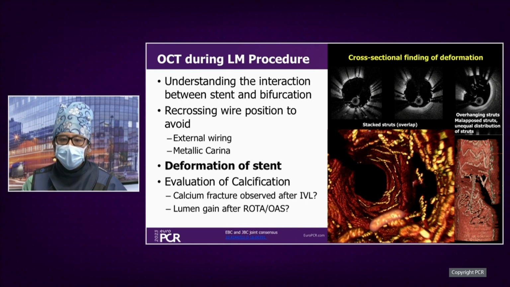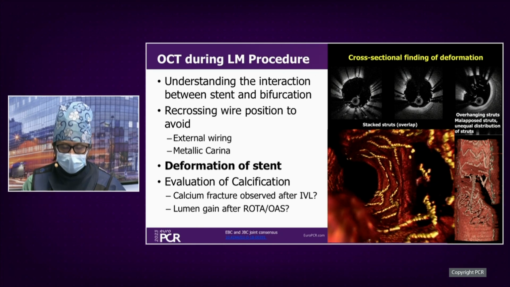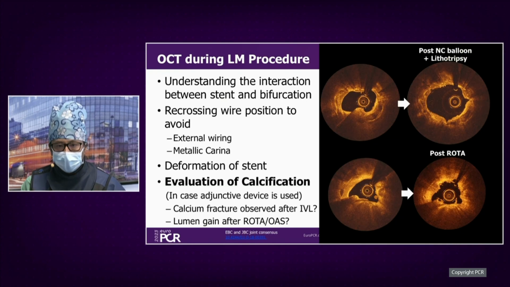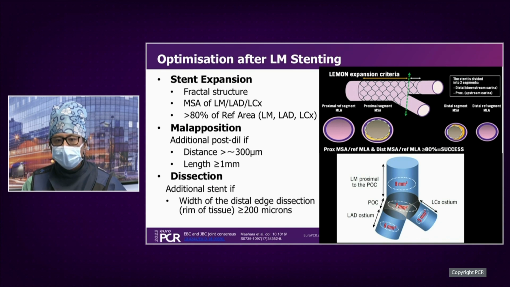Go next. In case of calcification, maybe you need to use adjunctive therapy. Go next slide, please. You can see the effect of adjunctive therapy, such as lithotripsy or the rotablator. Go next, please. For the lithotripsy, you can really see the breakage of the calcium, and also for the rotablator or the OAS, you can see how much lumen was gained by doing the OCT after such a procedure.